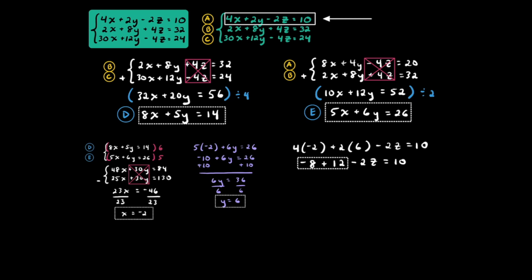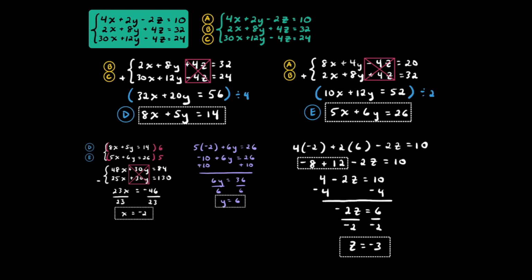Adding together this negative 8 plus 12 is going to be positive 4, minus 2z is going to equal 10. Subtracting 4 from both sides, we're going to get that negative 2z is going to equal 6, and dividing both sides by negative 2 is going to say z is equal to negative 3. The solution to this system is going to be negative 2, 6, negative 3.